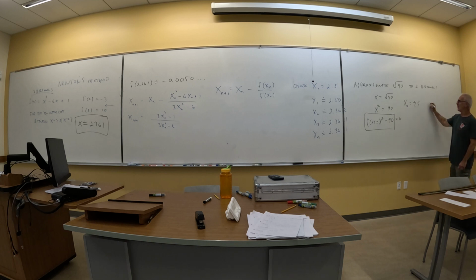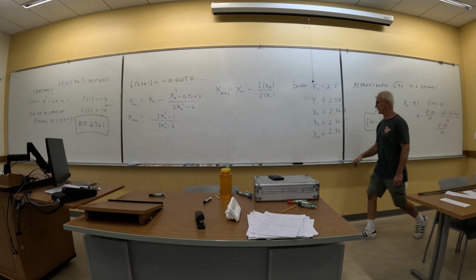What is f prime of x? 2x. So if I wanted to do x minus the function over 2x and write it as one quotient, that would make things a little bit easier. 2x over 2x, so I'd have 2x squared minus x squared minus 90 over 2x, and what would that be? x squared plus 90 over 2x. That's the thing I'm actually going to use.